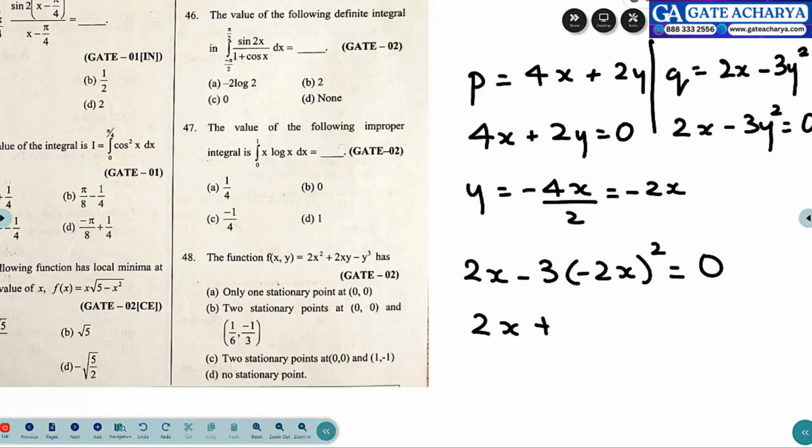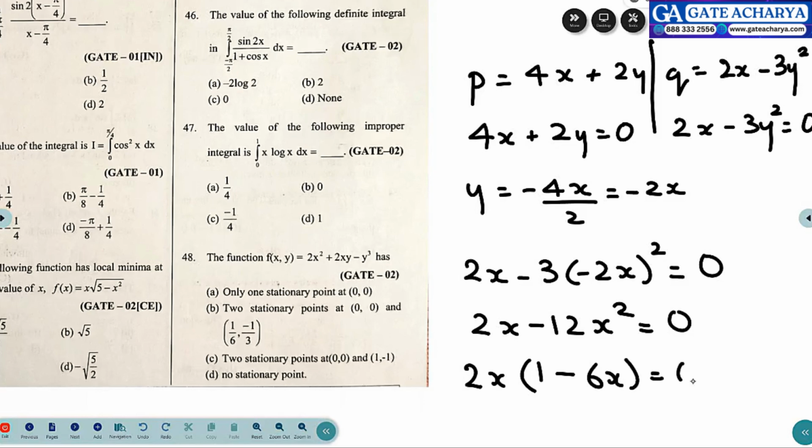2x minus 2x plus 3 into 2, 6 x square. 6, 2 into 2, 4. 4 into 3, minus 12 x square equal to 0. If I take 2x common, what is the function that I get? 1 minus 6x. So there are two options: x is equal to 0 or x equal to 1 by 6.